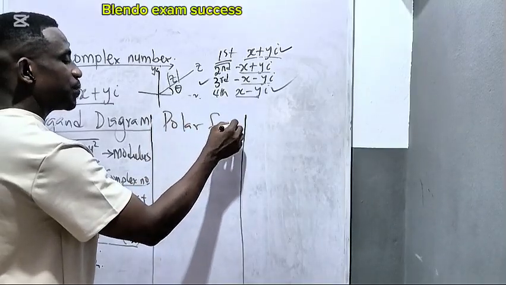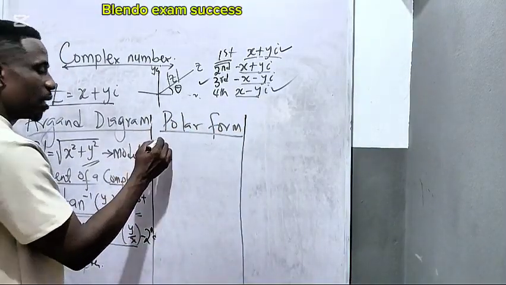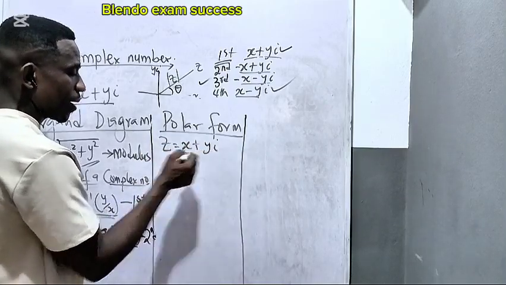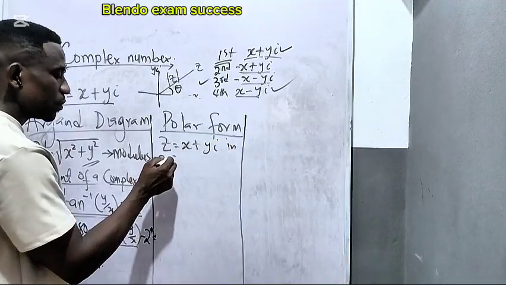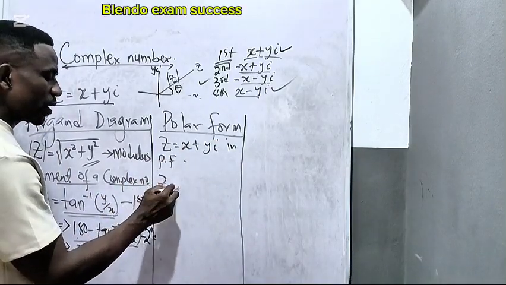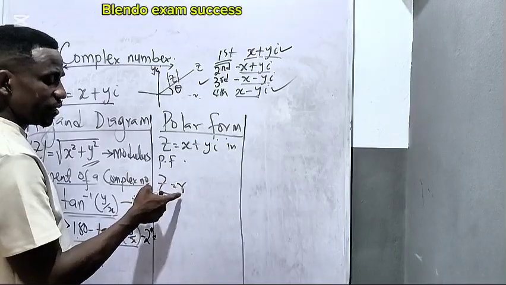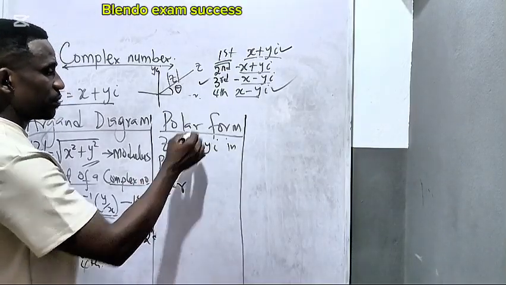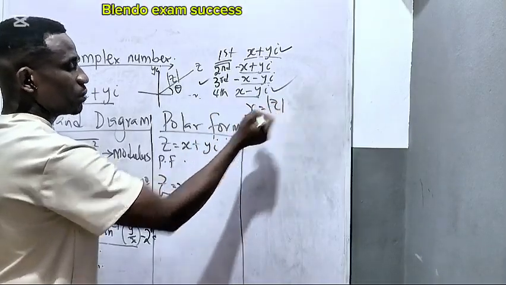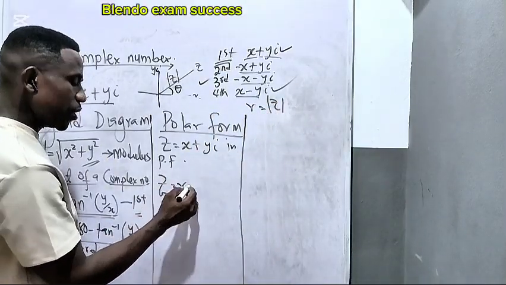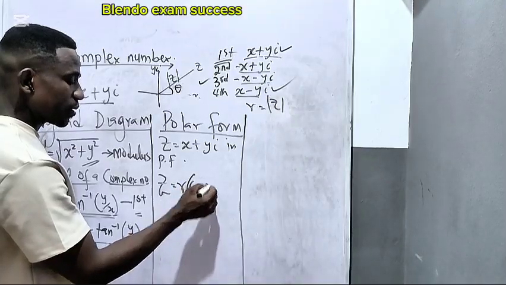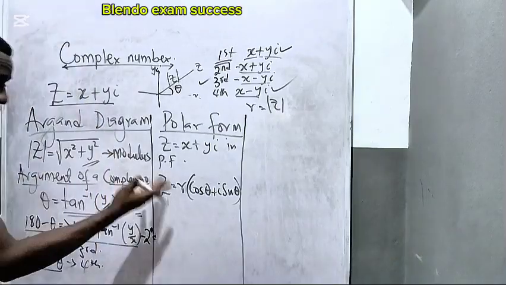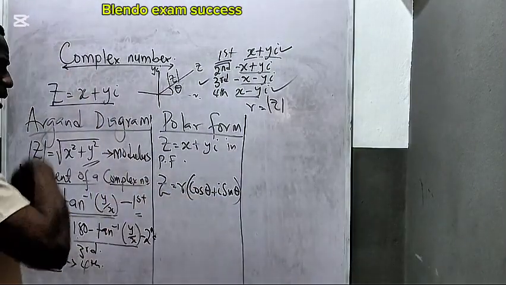When you are asked to express a complex number in polar form, this is a complex number. Express this, x plus yi, in polar form. What will you do? Polar form, first of all, r is the modulus of z. This is the modulus, the same thing as r. Okay, remember that r is equal to modulus of z. So r into cos theta plus i sine theta. So now this is a simple expression of polar form.